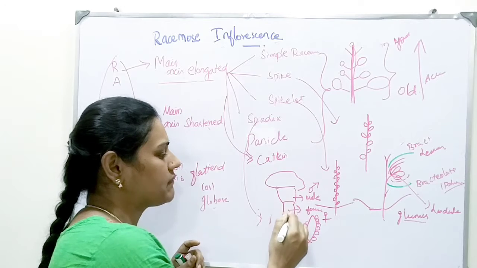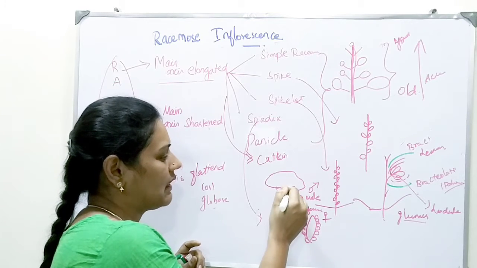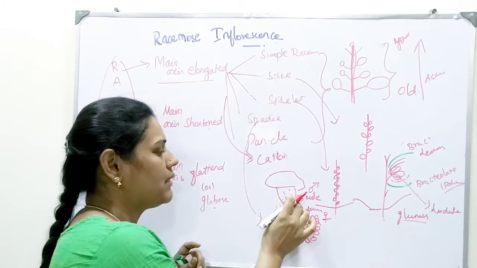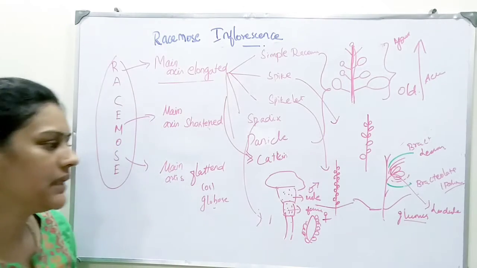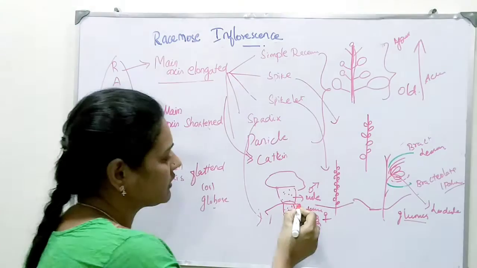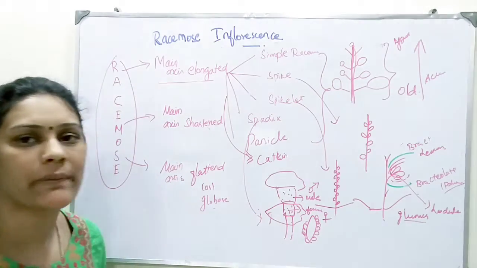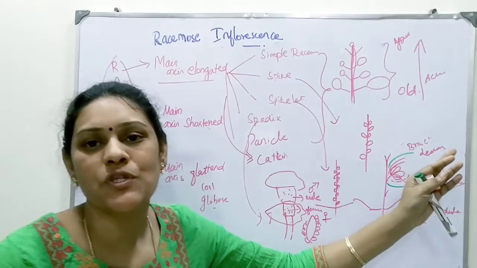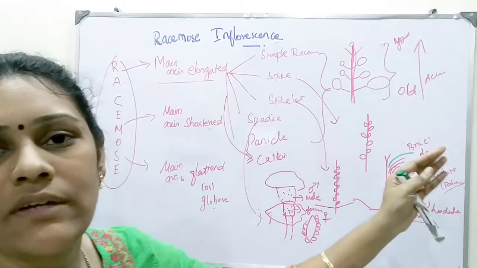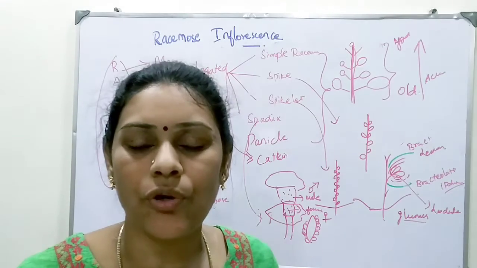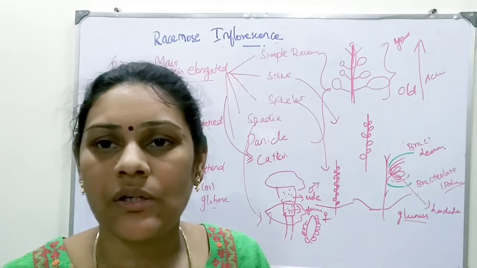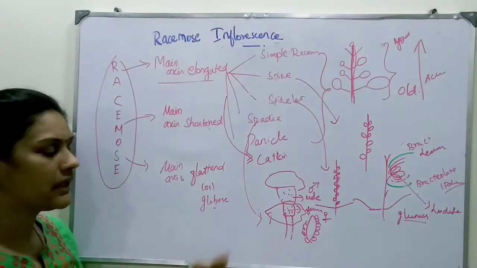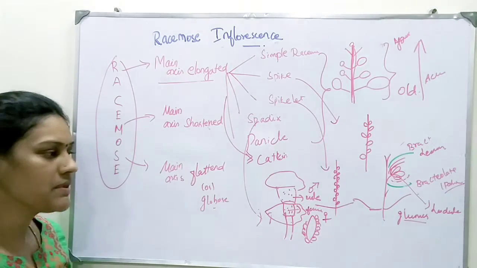In the spadix, the female flowers are towards the base and the male flowers towards the apex. And surrounding the flowers there is a hard, thick bract. What is a bract? I told you: a bract is a leaf-like structure present around the flower or the inflorescence. Here too there is a thick bract, and its name is spathe.